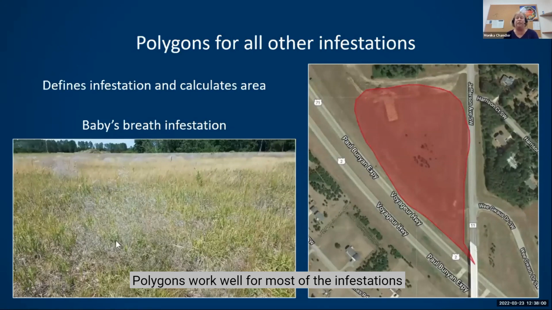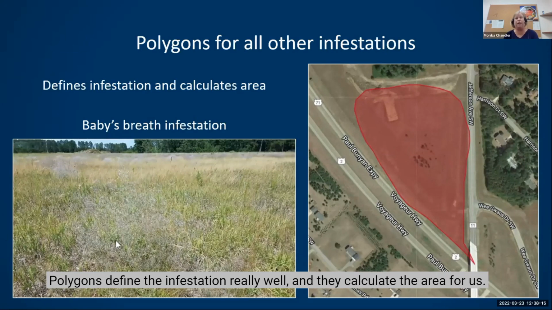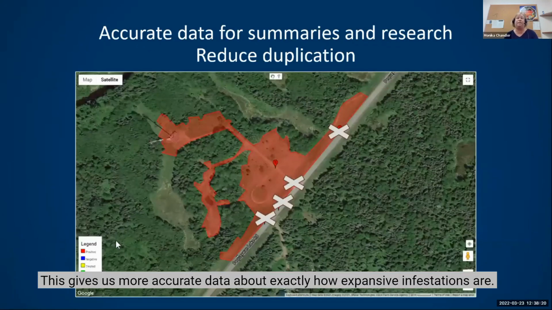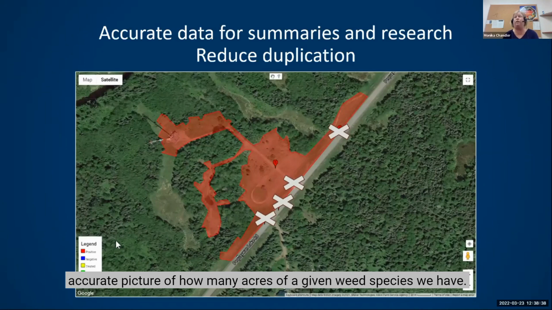Polygons work well for most of the infestations that we work with. They are more expansive. Here you can see an example with baby's breath, that white flowered plant that you see spreading across a grassland. Polygons define the infestation really well, and they calculate the area for us. This gives us more accurate data about exactly how expansive infestations are. And when you start to sum infestations for either your own data summaries or researchers use these data, it really gives us a more accurate picture of how many acres of a given weed species we have.